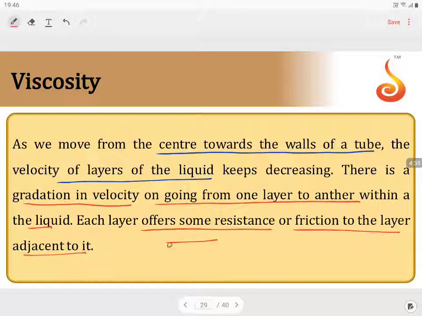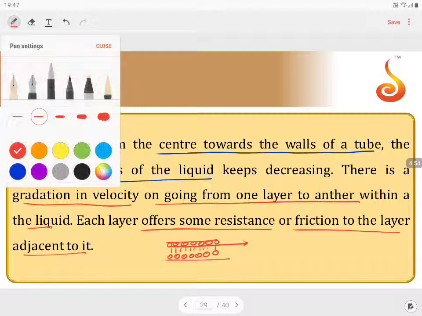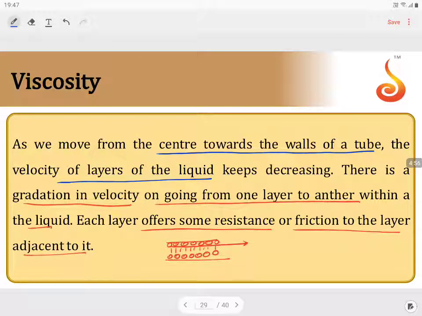If I say this is a molecule forming one layer, there is another molecular layer. There are some forces of attraction operating between them. If I make this layer move, the forces of attraction will be dragging them. They will be dragging the molecule in this direction.